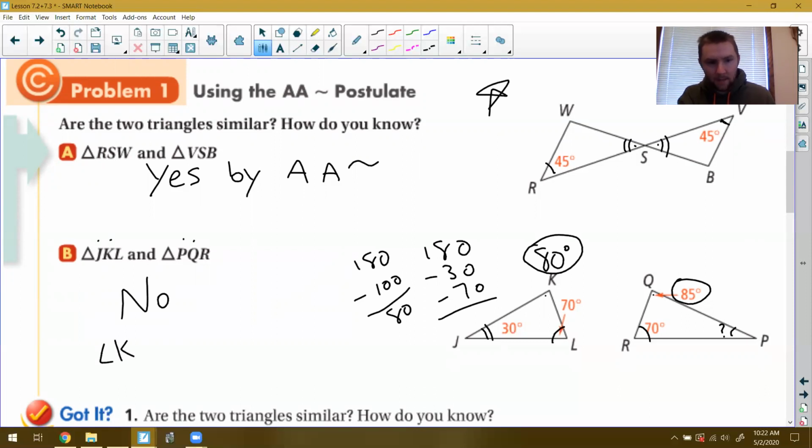Angle K is not congruent to angle Q. Okay, they're just not the same. We could also find out that this angle P over here is 25 degrees. Okay, and that's not the same as 30, of course. So these are not similar triangles.